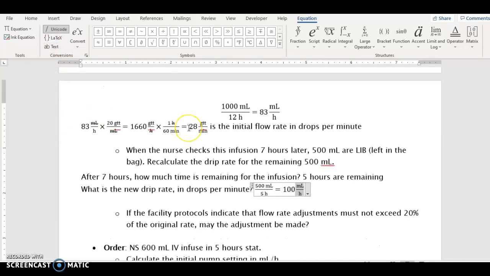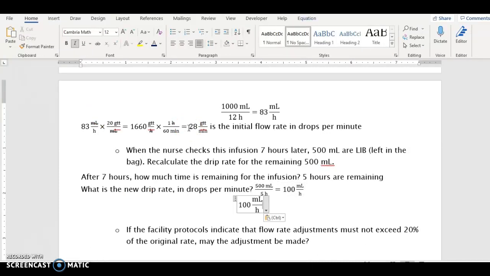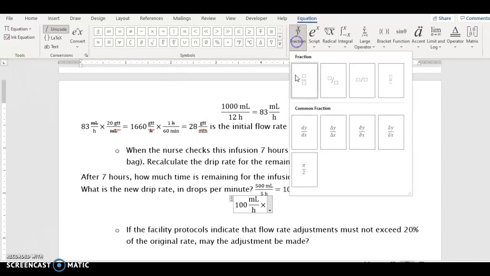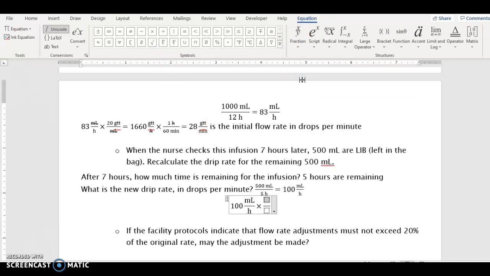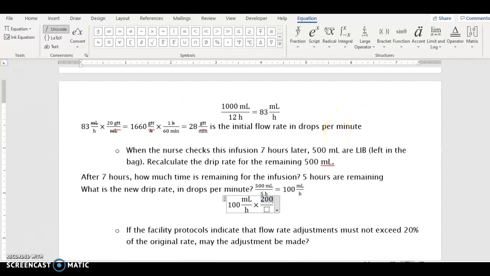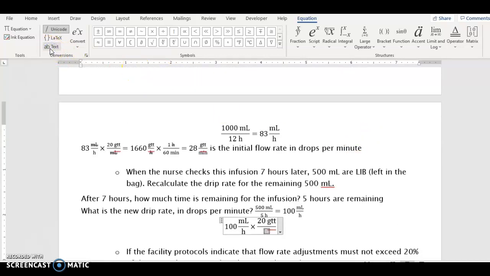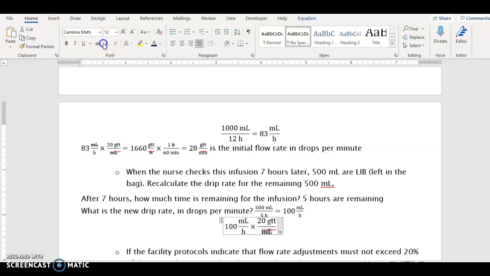Then we want to convert that into drops per minute to get the new flow rate, the new drip rate. Once again, we do a similar calculation to the previous part of the problem. We multiply by the drop factor of the tubing, which was 20 drops per milliliter, not per minute. So 20 GTT over milliliters, and the units of milliliters cancel.